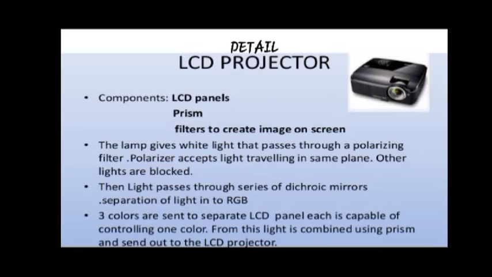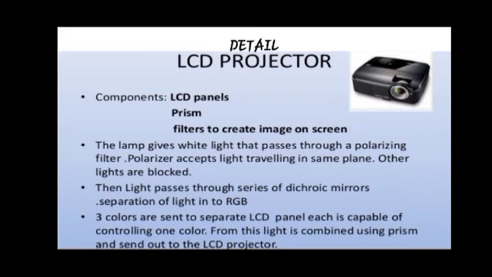Detail of LCD projector. Components: LCD panel, prism, filter to create the image on screen. The lamp gives white light that passes through a polarizing filter. The polarizer accepts light traveling in the same plane. Other light is blocked. Then the light passes through a series of dichroic mirrors that separate the light into RGB. The three colors are sent to separate LCD panels, each capable of controlling one color. From this, the light is combined using a prism and sent out through the LCD projector.